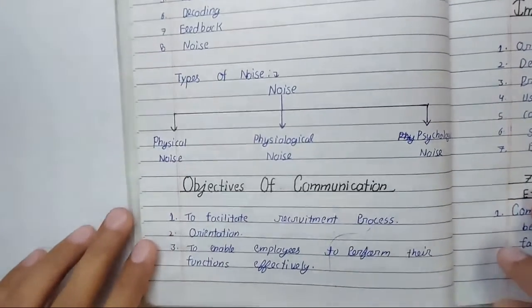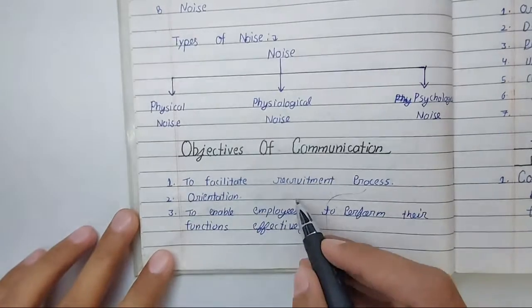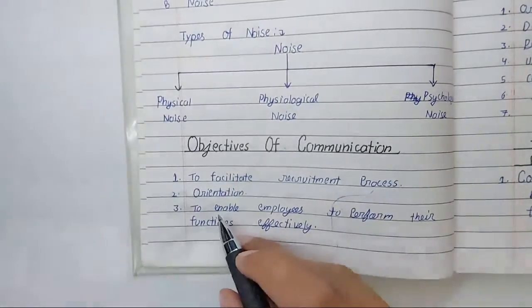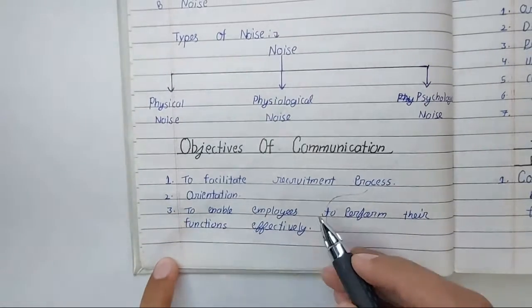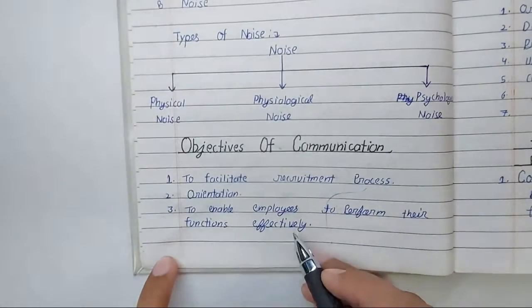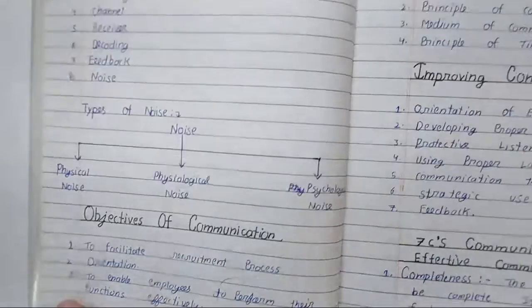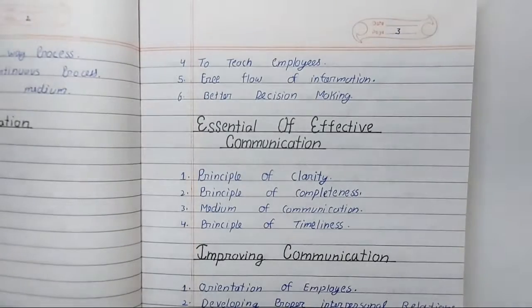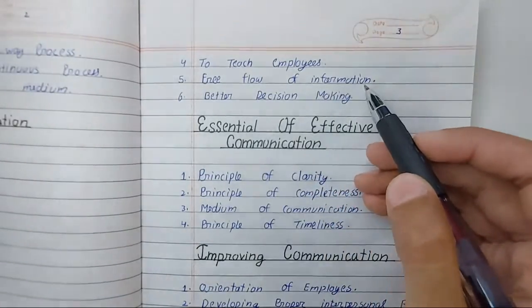Objectives of communication. First one, to facilitate recruitment process. Second, orientation. Third one, to enable employees to perform their functions effectively. And fourth point, to teach employees. Fifth one, free flow of information. Sixth, better decision making.